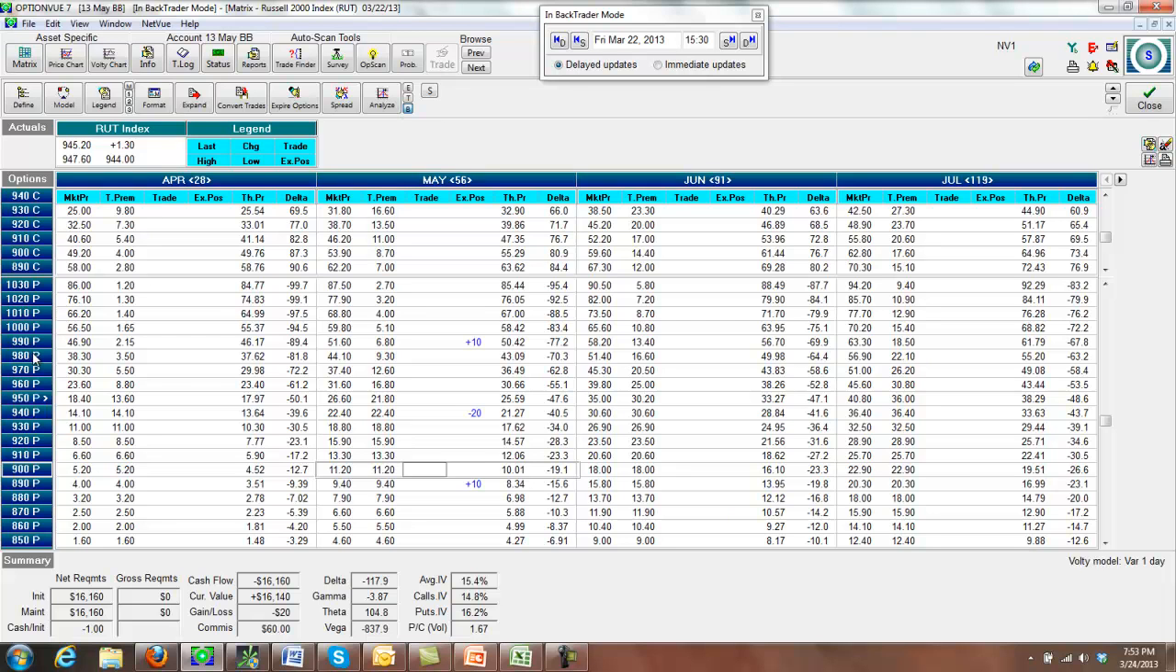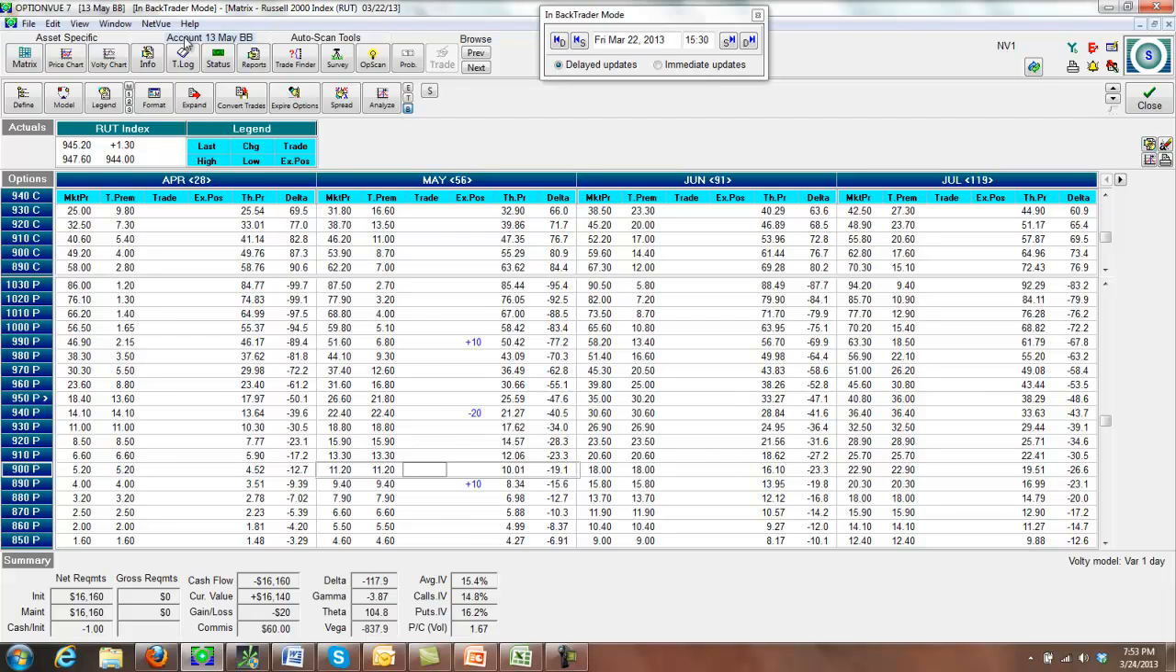We might hit 980. I don't think we will, but it's possible. As far as hitting 1,000, I would not expect that at all. And as far as the downside, if we pull back to 930, this will be looking really nice, even if we pull back to 920. So I really like the positioning here. I like it a lot.